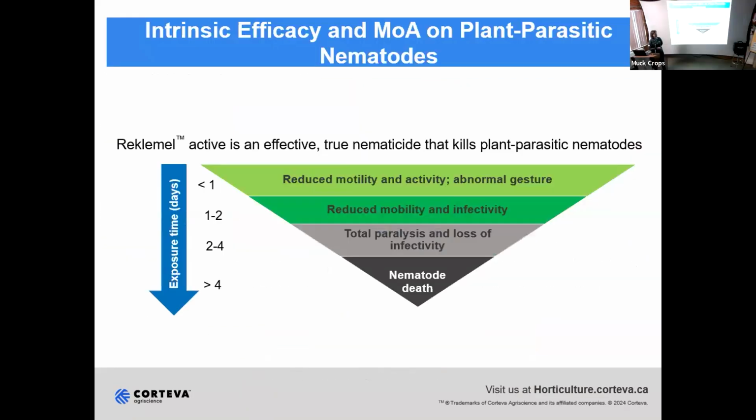Again, just to sum up how it's working, you have your exposure time in days on the left here. At 1 day after application, reduced motility and activity of those nematodes. So something's going to happen right away. 1 to 2 days after exposure, reduced mobility, so they're not going to move as much. Also great, so our crop is not getting killed. And then 2 to 4 days, those nematodes have paralysis. And at 4 days, there is death of those nematodes.